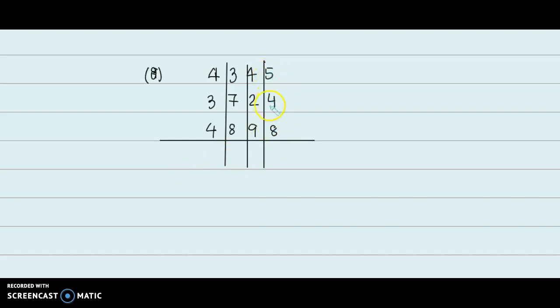5 plus 9, 4, 9 and 8, that is 17. 4, 2, 6 and 9, 15. 3, 7, 10 and 8, 18. 4, 3, 7 and 4, 11. Now starting from the extreme right, 7. 1 plus 5, 6. 1 plus 8, 9. And 1 plus 1, 2. And this one finally. So 12,967. That is your answer.